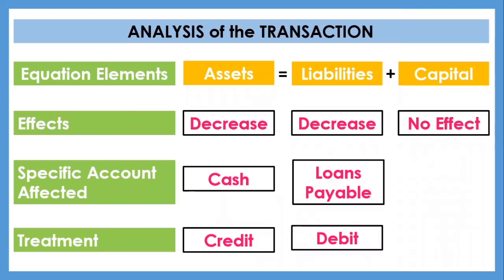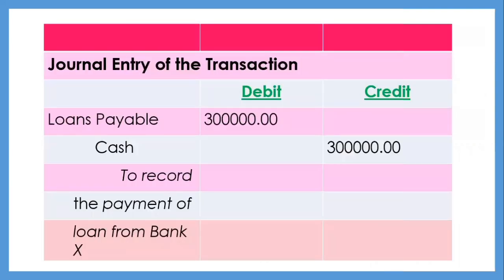So again, what do we do with our cash? We need to credit it. And how do we treat our liability loans payable? We need to debit it. So this is how our journal entry preparation looks like then. Under debit, we have loans payable, 300,000 pesos. And under credit, we have cash amounting to 300,000 pesos. And our brief description should be to record the payment of loan from Bank X.